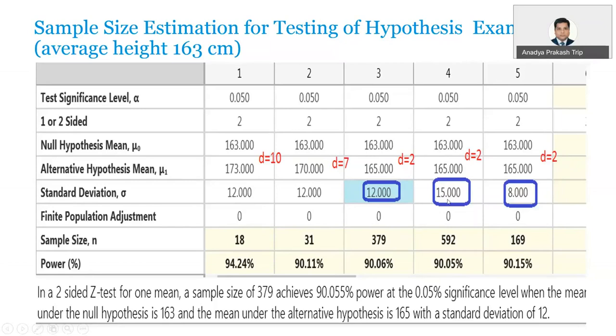Now see what is happening with the standard deviation. I reduce the standard deviation, my sample size reduces. So with 2, 2, 2 and standard deviation 12, it is 379. Increase the standard deviation, the sample size increases. Decrease the standard deviation, the sample size decreases. So this is the relation between the allowable difference and the standard deviation, and both have a strong impact on your overall sample size.